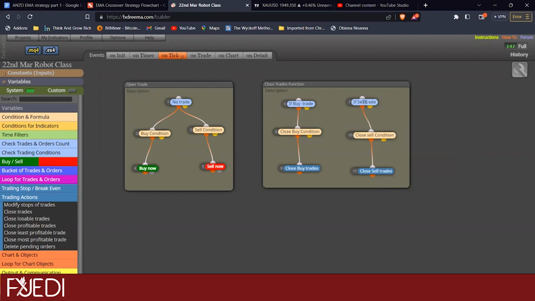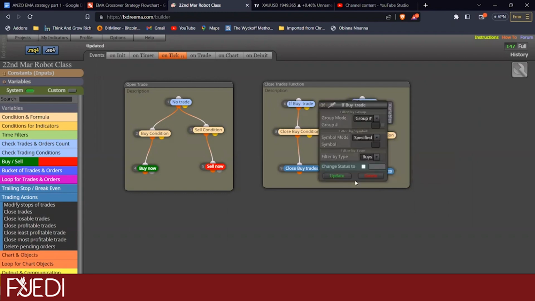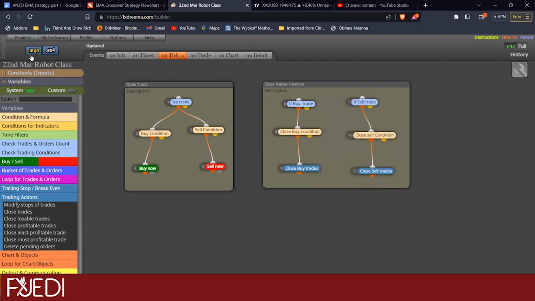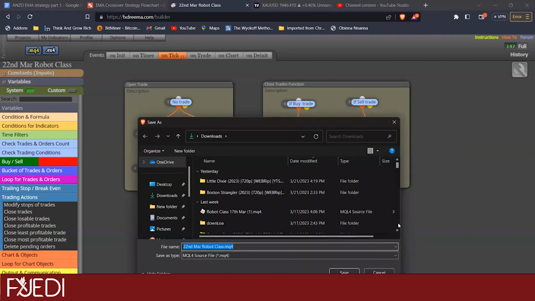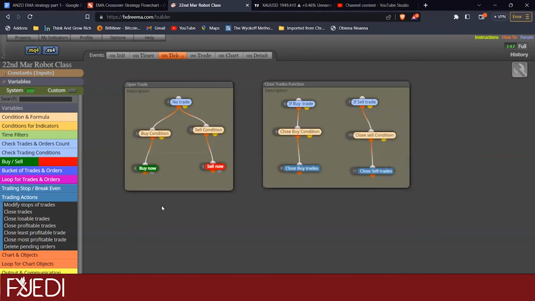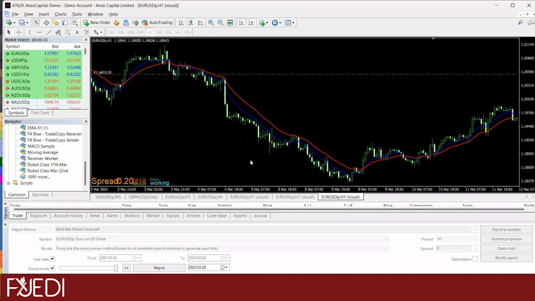So we've saved that. I think we've updated it. Yeah, so it's updated now. Let me be sure of the buy. The buy looks good. And we download it again. So we're going to go through the process again to download it. Okay, let's download it again. Once it's saved on our system, we go back to our MT4.